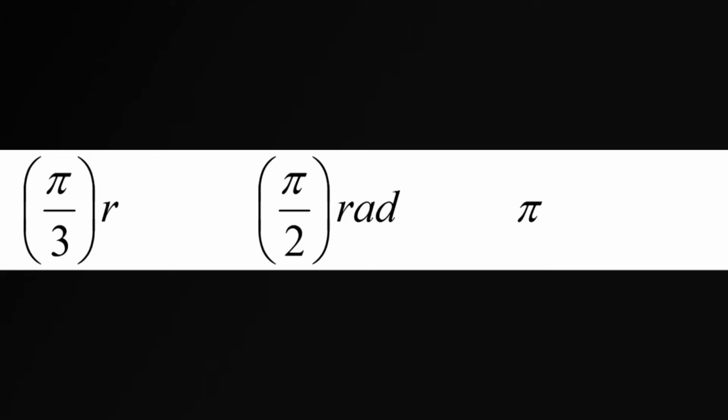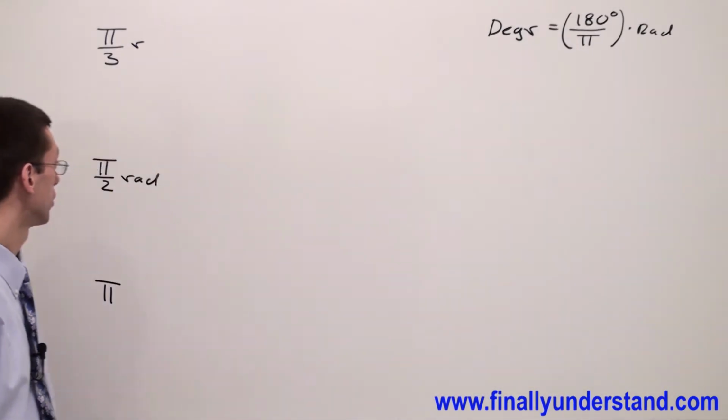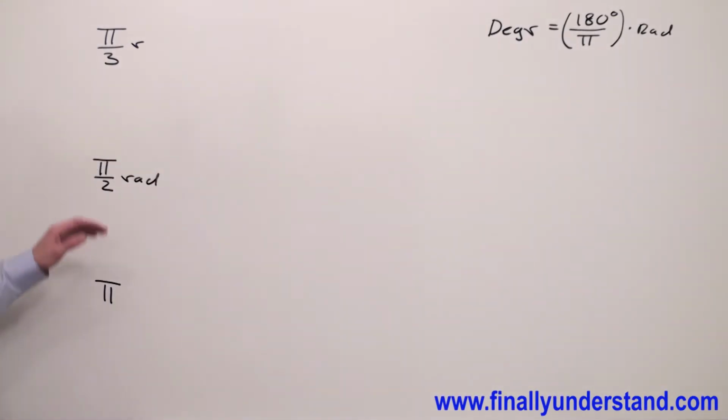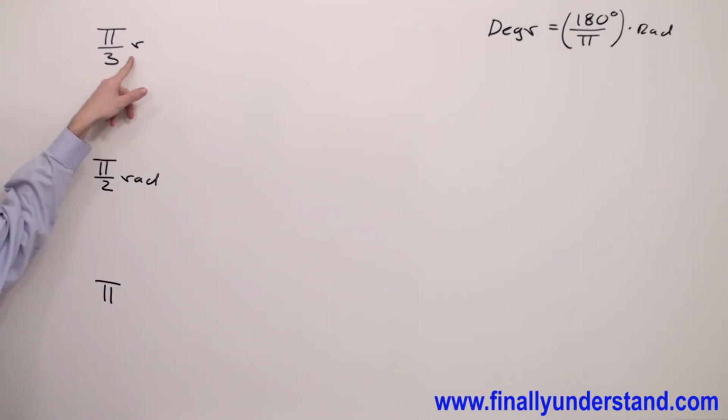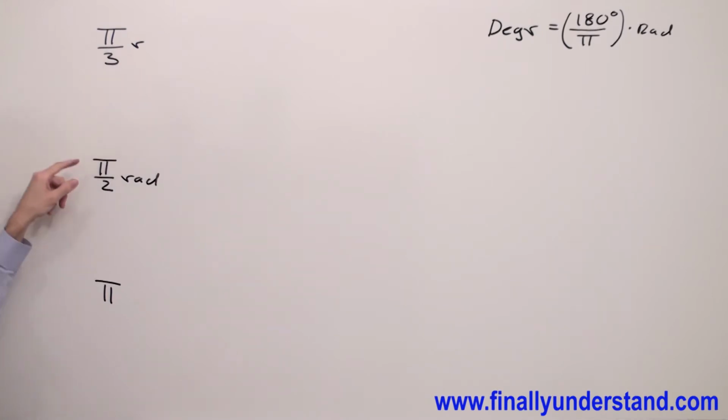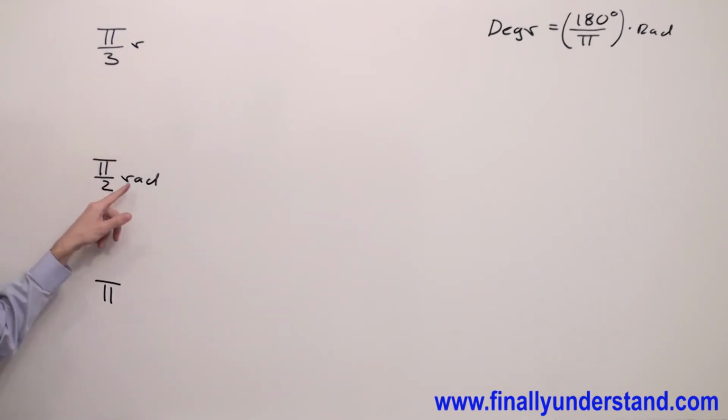Let's take a look at these examples. This time we're supposed to convert radians to degrees. First of all, please look at the notation. Sometimes you are going to have an expression like this, pi over 3r. R stands for radians. Pi over 2 radians. So it is obvious that this is in radians.